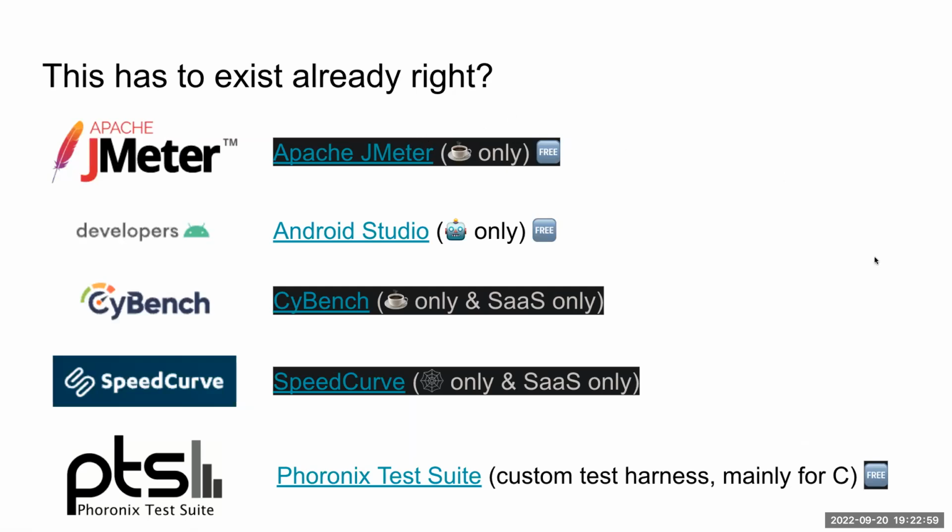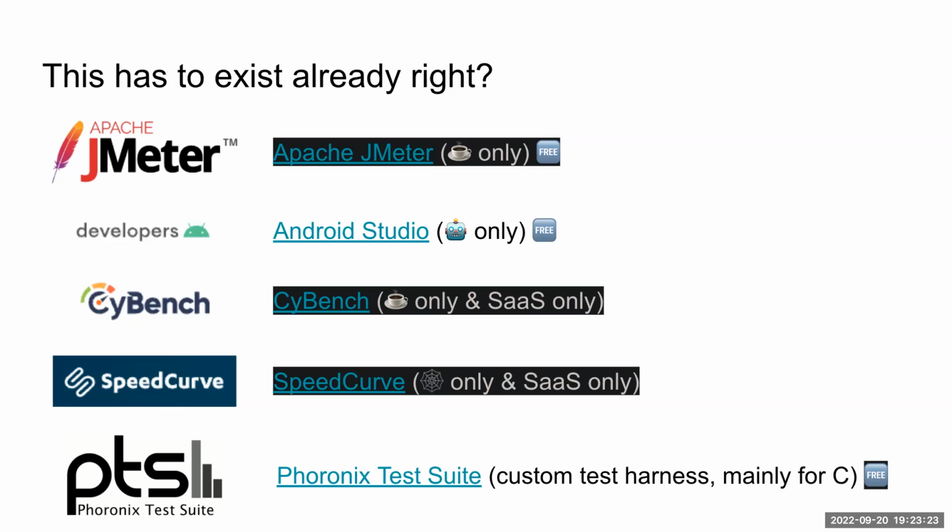JMeter is a thing, but it's Java only. Then Android Studio has a thing, but that's just for Android. There's a thing called SciBench, but that's only for Java and it's SaaS only. There's a thing I found called SpeedCurve, but that is basically website only. It's just kind of for fast web pages.